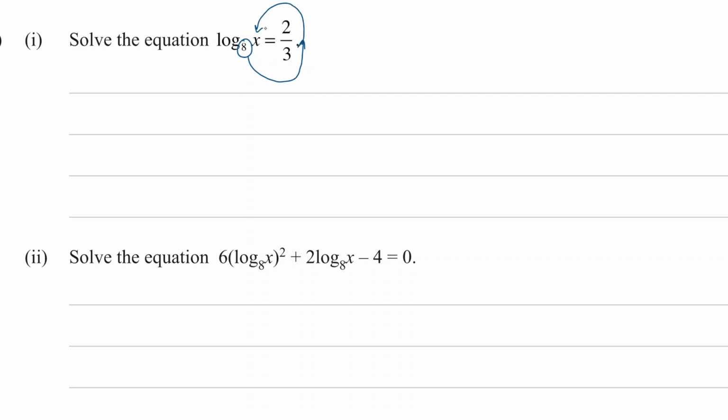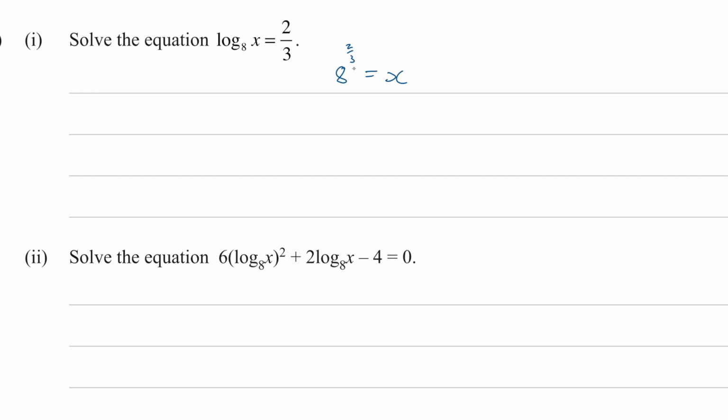So to convert this log equation to an exponential equation, we could write 8 to the power of 2/3 is equal to x. These are equivalent expressions, right? But in doing this, it takes the x outside of the log and makes it easier to solve.